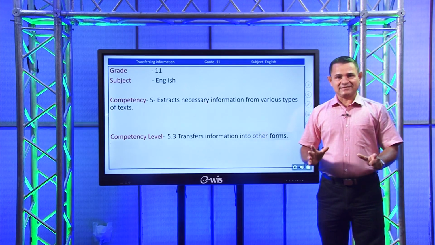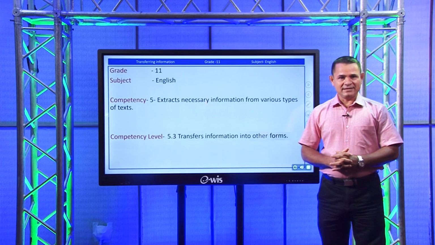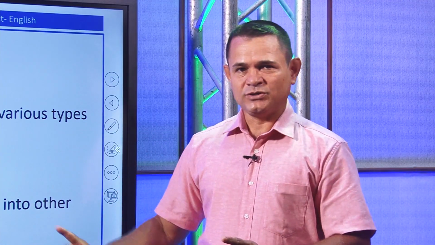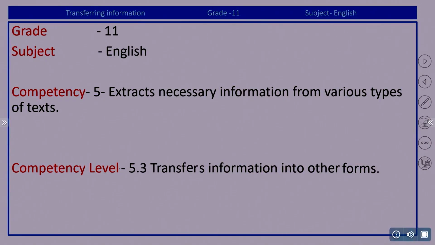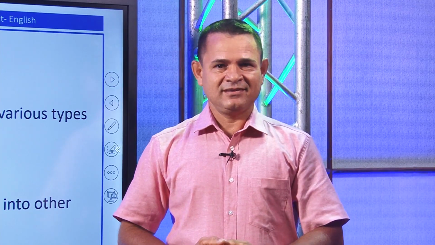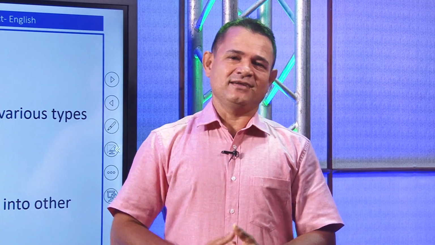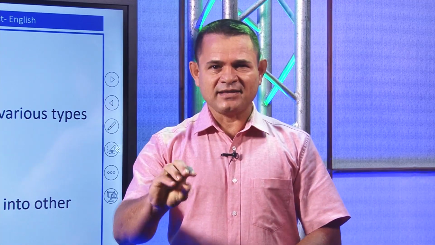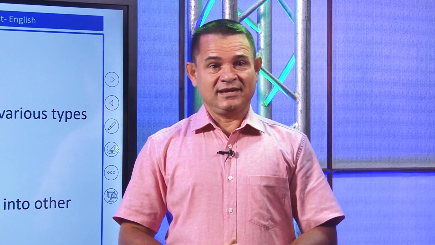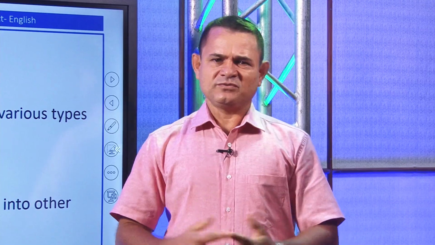Reading is tested in the O-level exam in different ways. For that we are going to do this one now, that is transfers information into other forms. You will be given a text and you have to read it and extract necessary information. Necessary information means the information that you need, not everything, something selected from the text. The text can be a paragraph, a dialogue, a story, or anything.